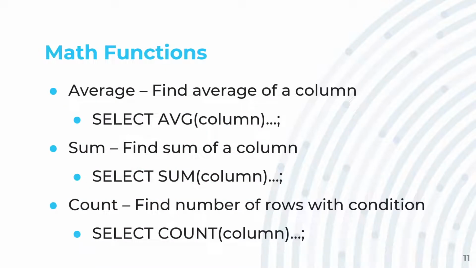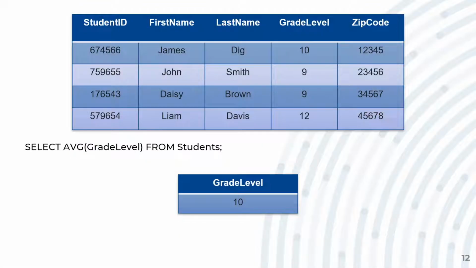There are 3 main math functions. Average, which lets you find the average of a column, which you can do with select AVG and then whatever column. Sum, which is to find the sum of a column, which you can do from select sum and then the column. And count, which is used to find the number of rows with a condition, in which you can do select count column and then the conditions. So let's look at some examples.